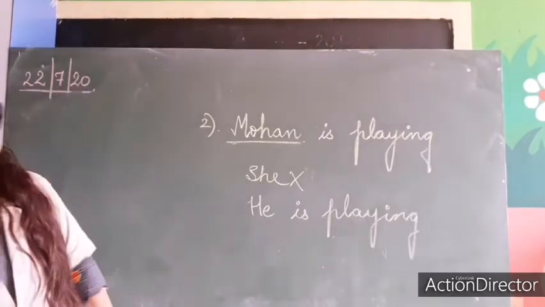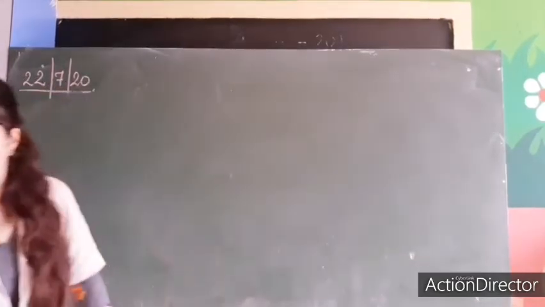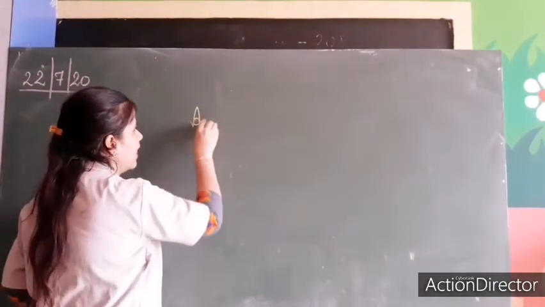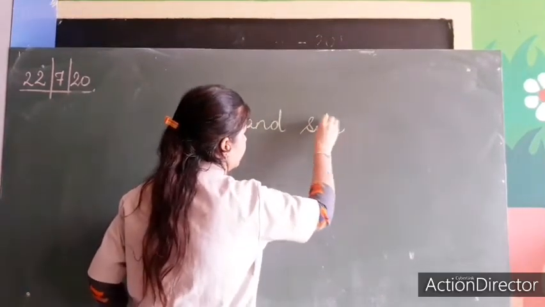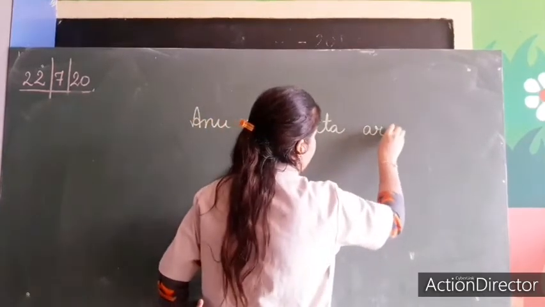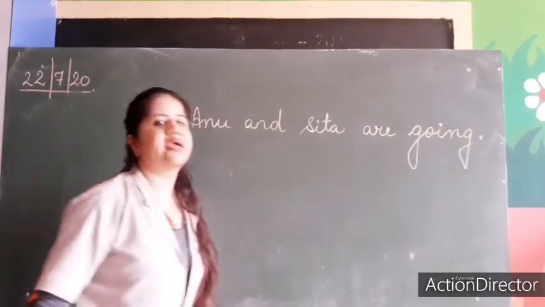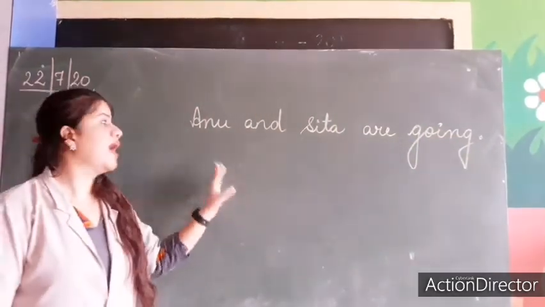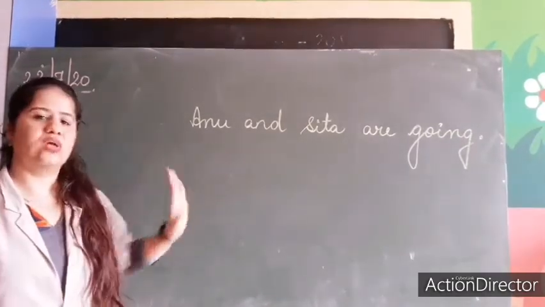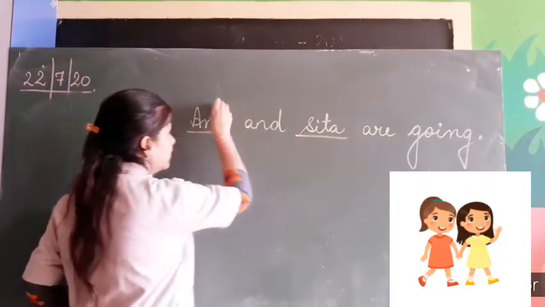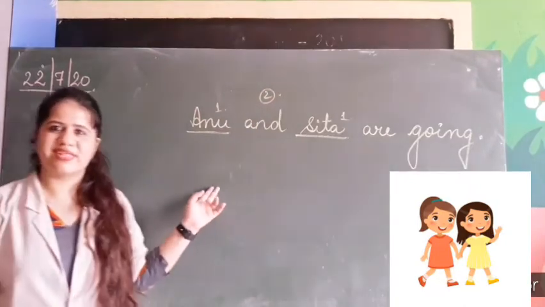Now one more example. Suppose there are two children, Anu and Sita. Anu and Sita are going to the market, going to the school, going to the park. How many people? Two. That means we have two naming words. One is Anu and one is Sita. So altogether we have two naming words.